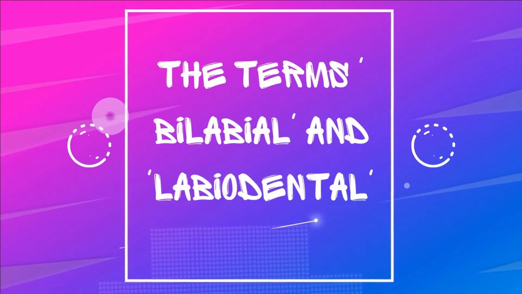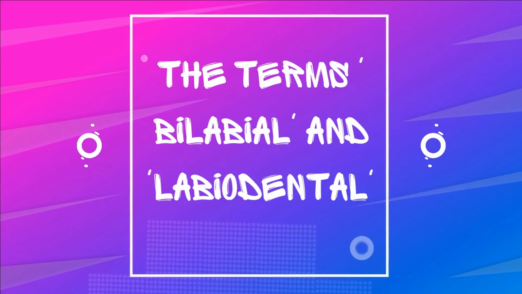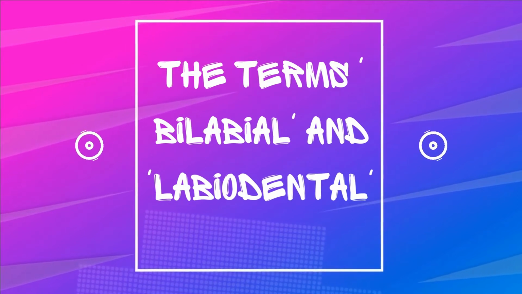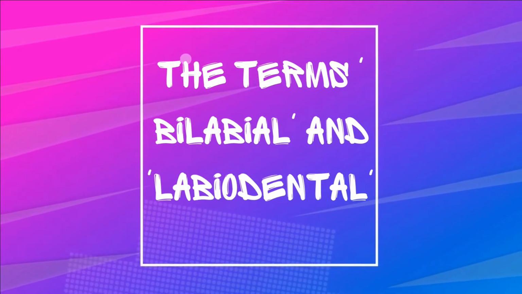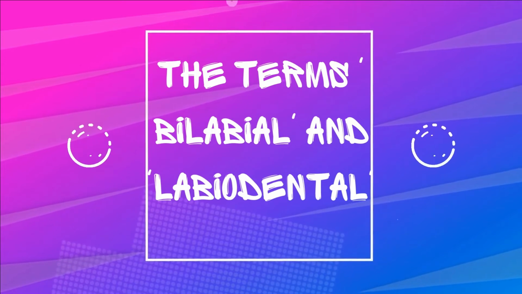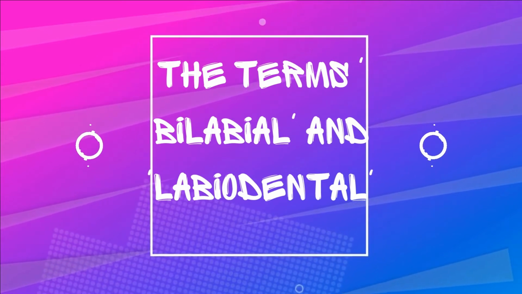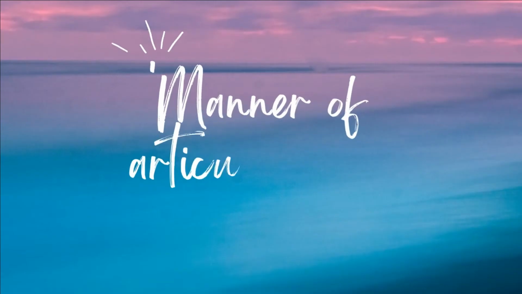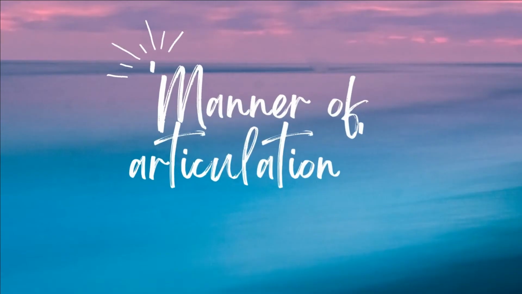At the left, the terms bilabial and labiodental indicate that the consonant is made by the lower lip against the upper lip and the upper front teeth respectively.